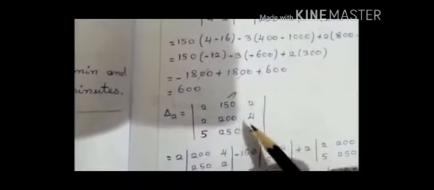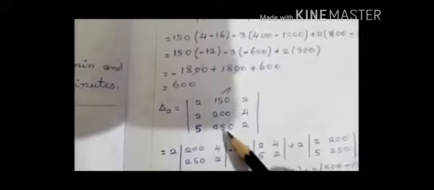I'm getting the answer as 20. And coming to delta 1, what I'm going to do is replace the first column by the constants. Calculate, you will get the answer as 600. Similarly, coming to delta 2, I'll be replacing the second column, and you'll be getting the answer as 200. And similarly for delta 3, you'll be getting the answer as 600, students. Just do the calculation and finally you'll be getting the answer for x, y, z as 30, 10 and 30.